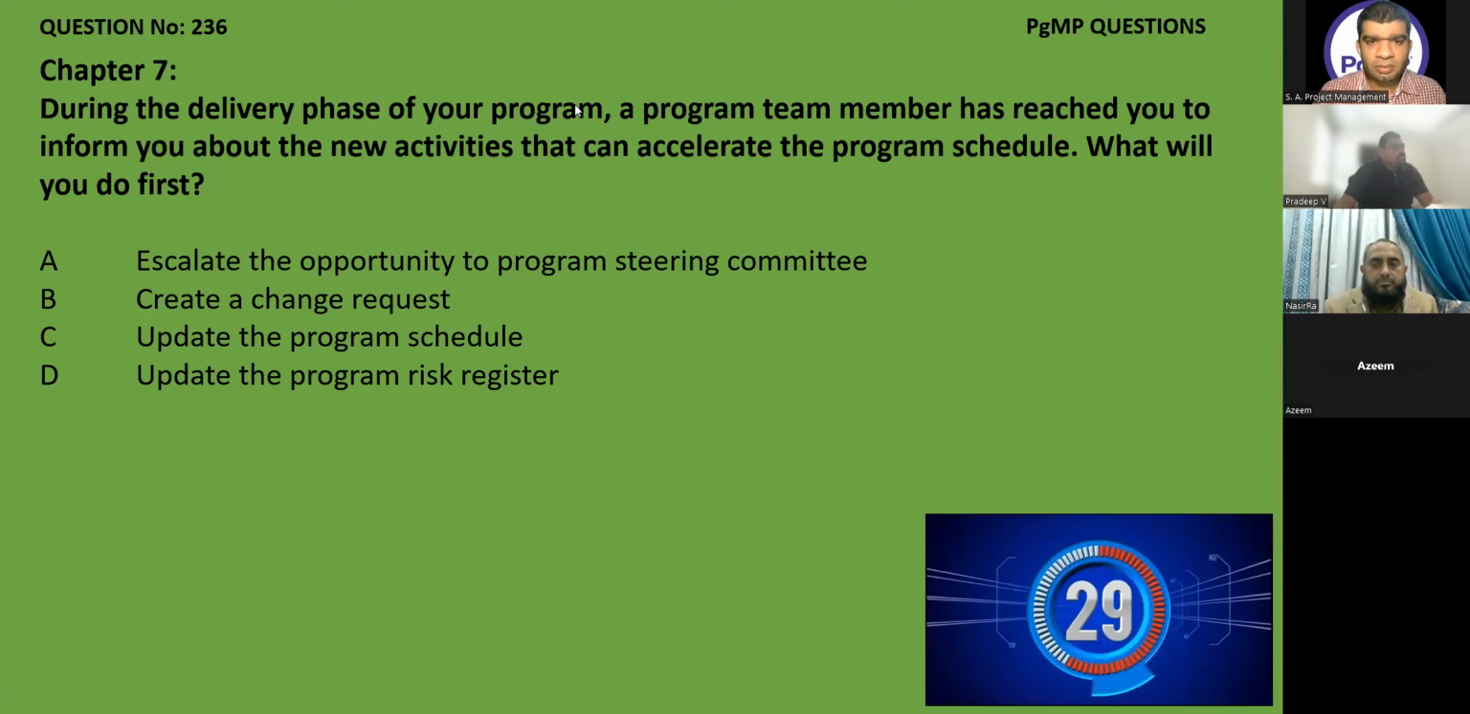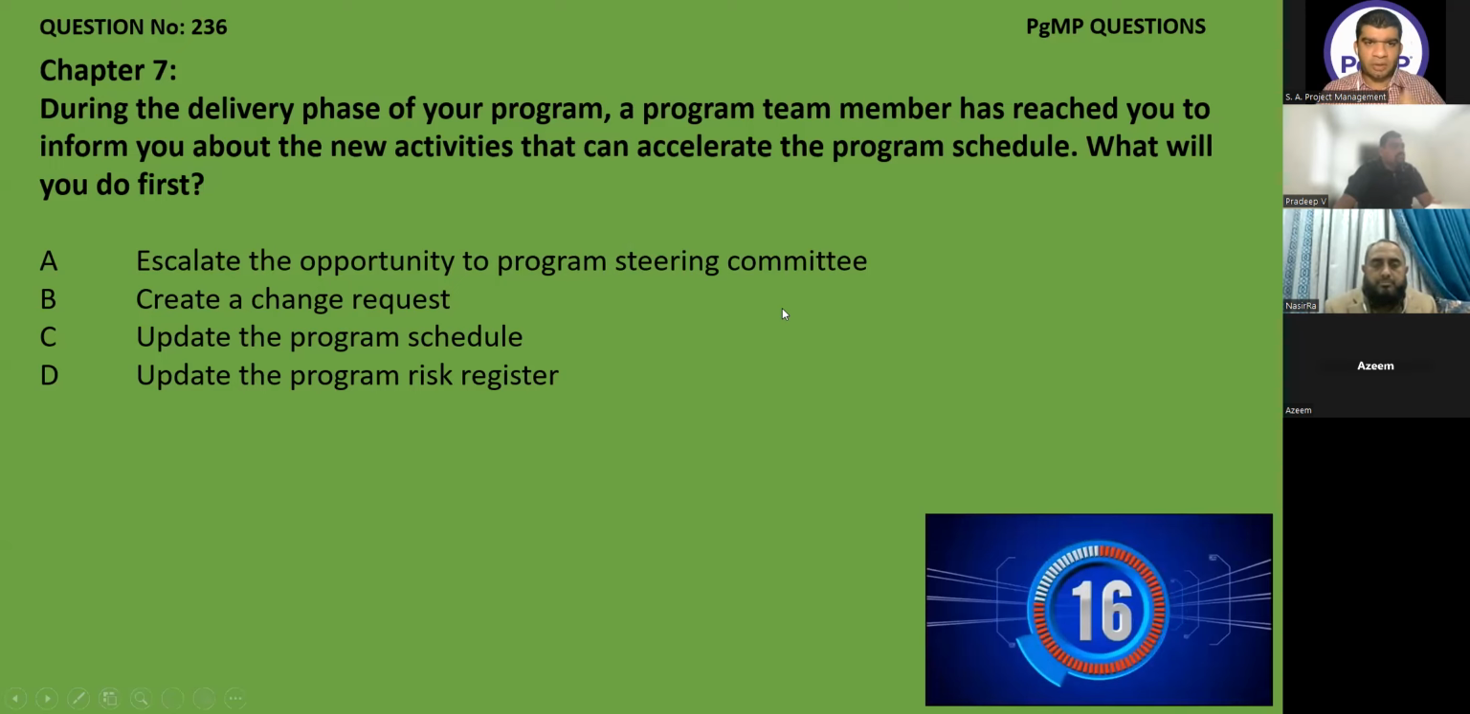Okay. First is risk assessment. You have to first analyze. So where will I put it? Risk register. Update the program. And what is the scenario in this case? What is this thing? It's an opportunity. Risk, yes. Positive risk. Positive risk opportunity.